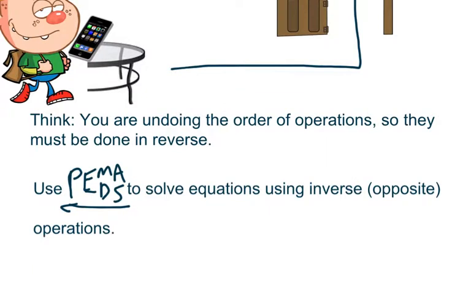So we use PEMDAS to solve equations using inverse, opposite operations. And notice we're doing them backwards, in reverse. So we do add and subtract, then multiply and divide, and then we take care of our exponents or square roots, and then parentheses.